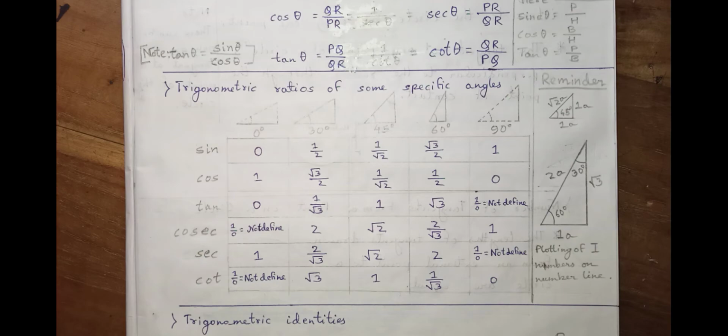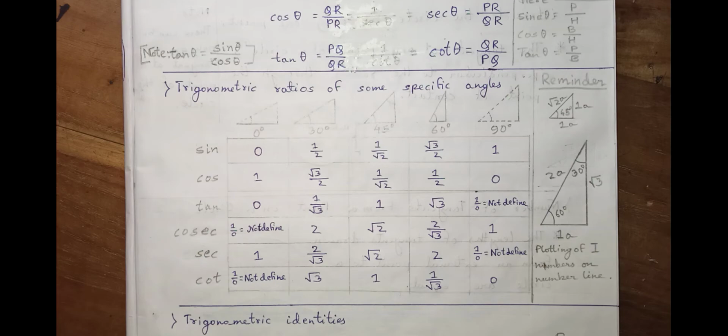So here you can see that the side opposite is 0. So 0 by anything is 0. Why do I say 0 by anything? The reason is side opposite by hypotenuse. Let's assume the hypotenuse value as 1 and the side opposite has 0 units. So 0 by 1, obviously you know 0 by anything is 0. So sine 0 degree is 0.